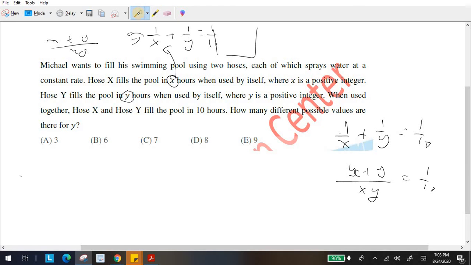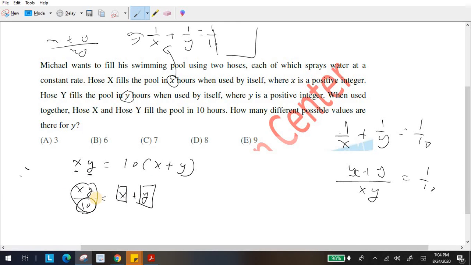So the equation becomes xy equal to 10 times (x plus y). Right? Now we need to choose the values. Basically, for the multiplication of this, you can also say that xy upon 10, so x plus y should be taken in that order so that it should be divided by 10x. Right?